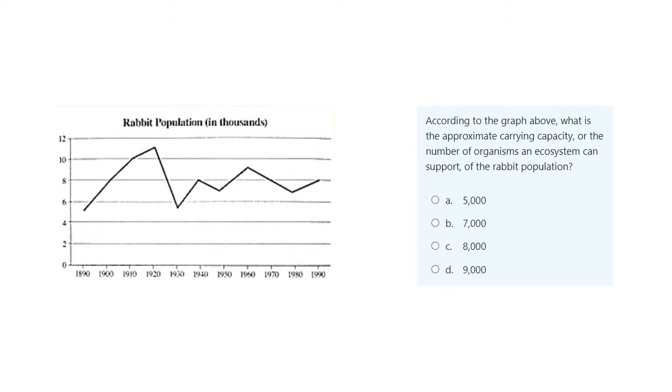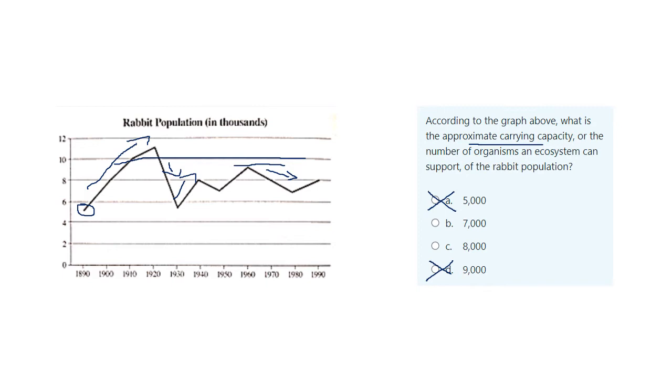This is better. According to the graph, what is the approximate carrying capacity, or the number of organisms an ecosystem can support? Well, 5,000 would be around here. When it is 5,000, it goes up. It is not going to be 5,000. That is definitely too low. 9,000 though would be around here, just below here. When it is 9,000, it starts to go down again. Here it's going down again. 9,000 is too high. So we need something that is either 7,000 or 8,000.